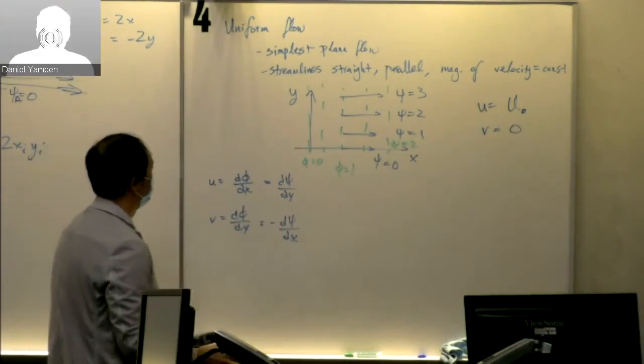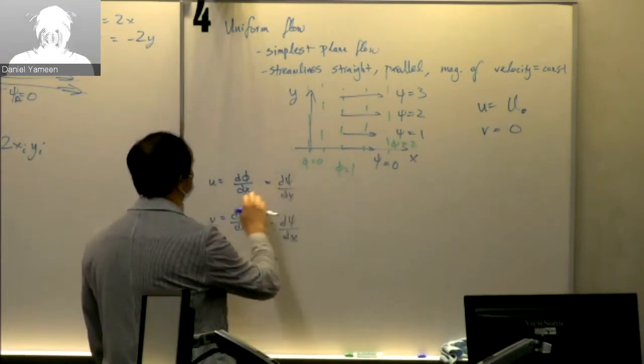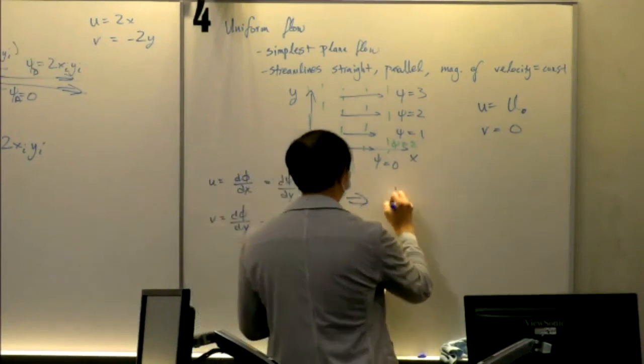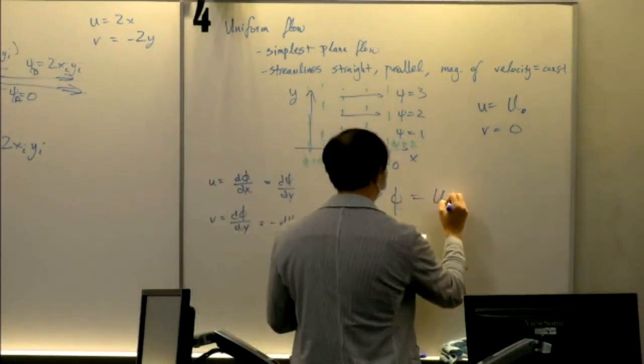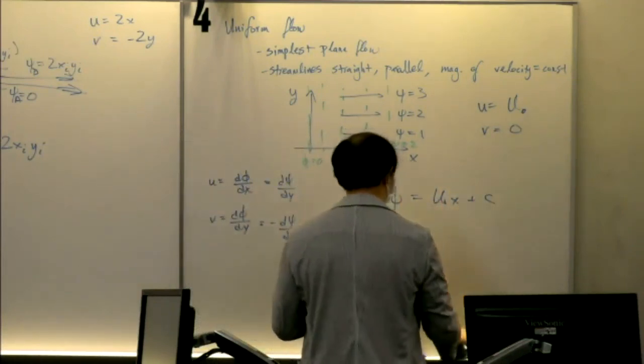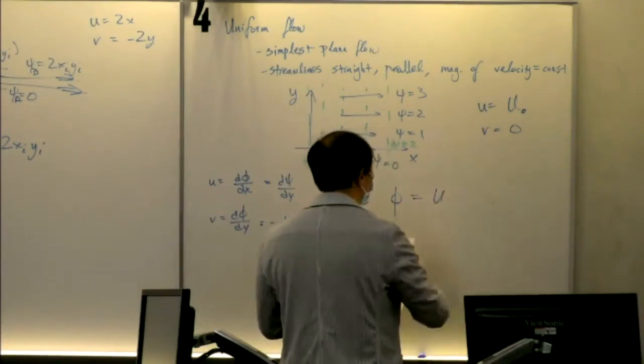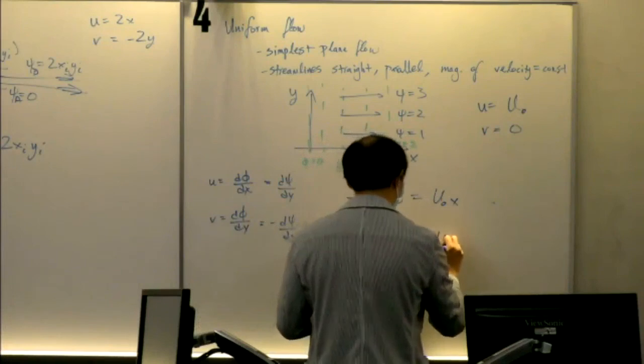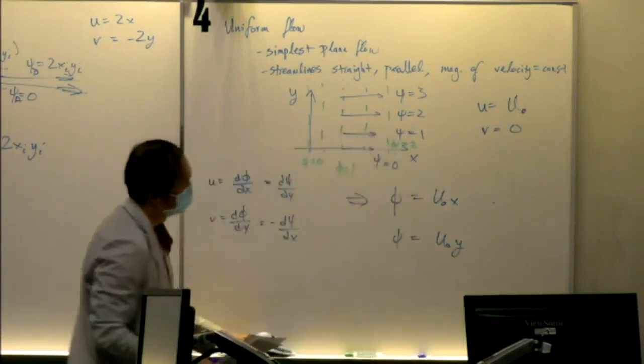All right, so this should be quite easy. You should get phi is equal to u naught x plus c. We can just ignore the c. And psi is equal to u naught y.